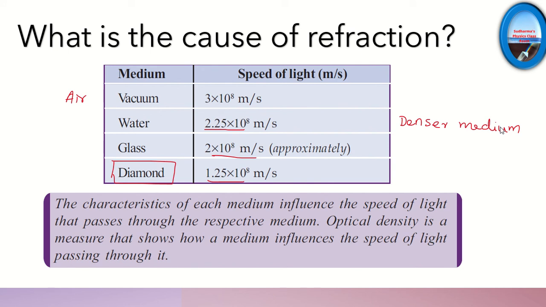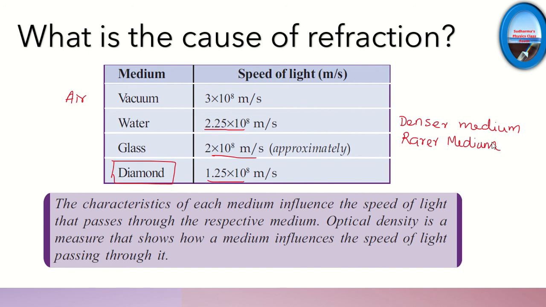Okay, so we are going to learn two terms. One is denser medium and the other one is rarer medium. New terms are coming. Make a note of it in your notebook: denser medium and rarer medium. Concentrate more because this is a little bit difficult part for most of the students. If you concentrate and understand, then it is going to be really easy for you.